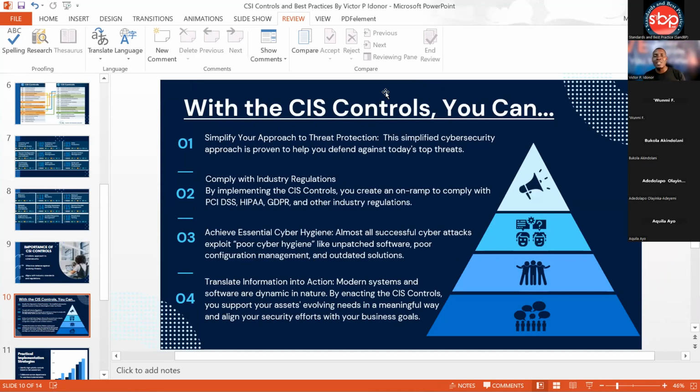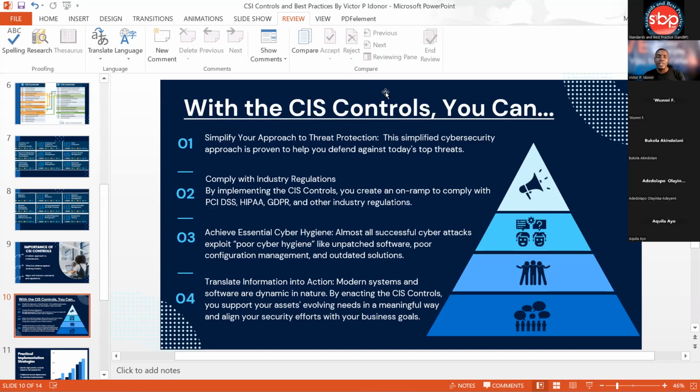It helps you to comply with industry regulations. When you put your CIS controls in place, it helps you in compliance with industry regulations, because a lot of the controls that we actually put in place are guided by industry standard compliance regulations. Then it helps you to achieve essential cyber hygiene. Almost every successful cyber attack exploits poor cyber hygiene. So there's a need to ensure that your organization is implementing proper cyber hygiene, which helps you to ensure the safety of your critical assets.